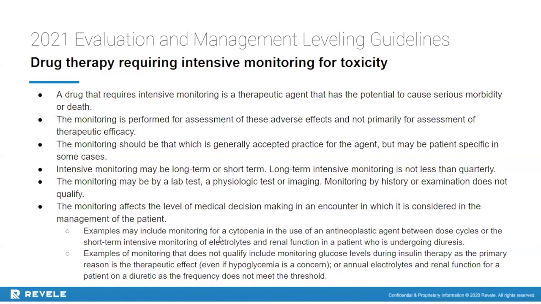Examples may include monitoring for cytopenia in the use of an anti-neoplastic agent between dose cycles, or the short-term intensive monitoring of electrolytes and renal function in a patient who is undergoing diuresis. Examples of monitoring that does not qualify include monitoring glucose levels during insulin therapy, as the primary reason is the therapeutic effect, even if the hypoglycemia is a concern, or an annual electrolytes and renal function for a patient on a diuretic, as the frequency does not meet the threshold.